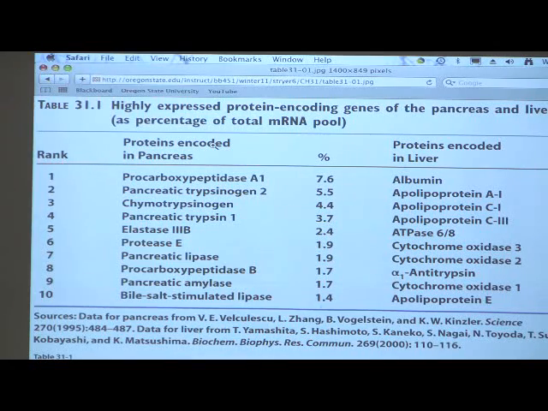On the other hand, if we look at the liver, what do we see the liver has? The liver doesn't have any of these guys over here.